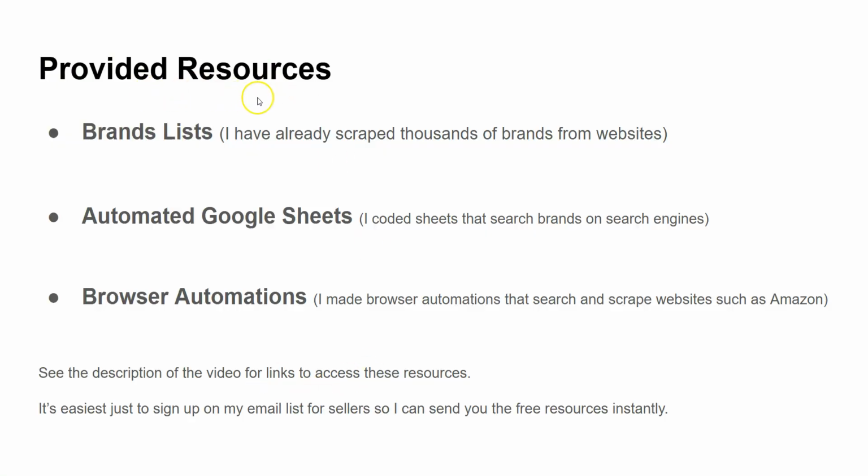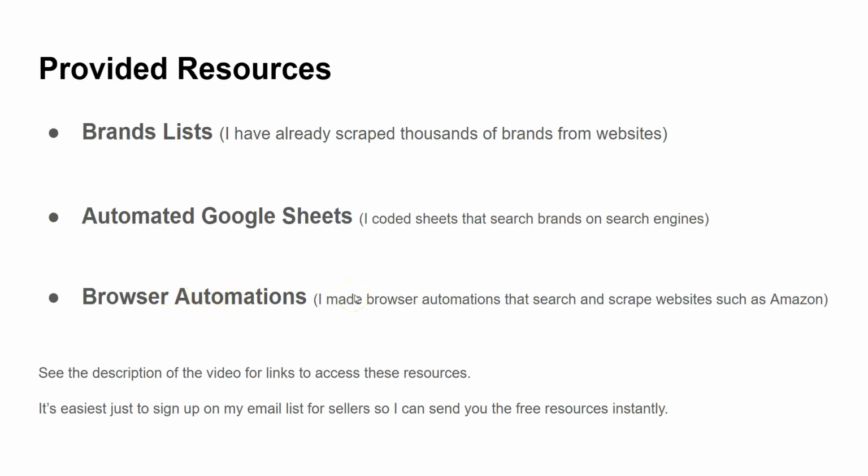Now, here are the resources that I provide. For one, the brands list. I've already scraped thousands of brands from various websites so that you already have this list of thousands of brands. However, because you can't manually go through thousands of brands, you also need to use the automated Google Sheets. With this, I've coded these sheets using Apps Script that runs behind the Google Sheet, automatically searches these brands on search engines, and prints the results right there into the Google Sheet. So you have a list of your brands and also a list of suppliers or websites for those brands. The other thing is browser automations.